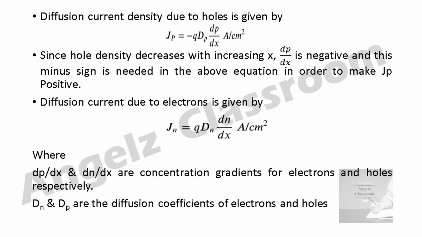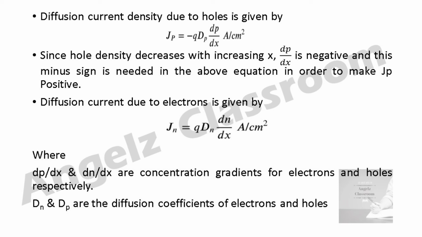The diffusion current density due to holes is given by Jp is equal to minus Q Dp into dp divided by dx, ampere divided by centimeter square. Here the negative sign indicates that the hole density decreases with increase in x. The next one is diffusion current due to electrons, given by Jn is equal to Q Dn into dn divided by dx, ampere per centimeter squared.